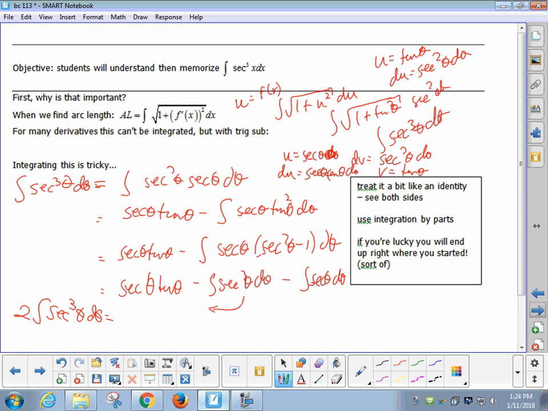So now we have more of it. That actually kind of makes sense, because now we are home free. Assuming, and that's a large assumption, that you know how to integrate secant. Yeah, that's the natural log of secant plus tangent.